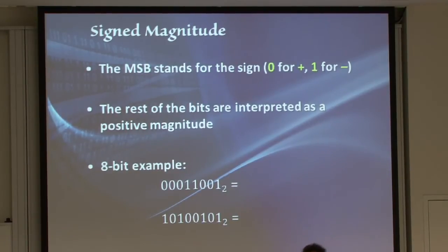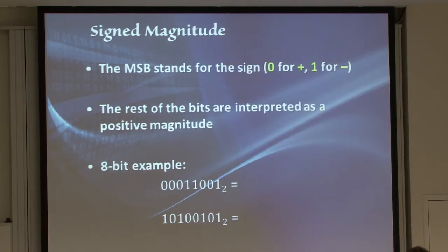For the signed magnitude method, the most significant bit will represent the sign of the number, so 0 for a plus, 1 for a minus. The rest of the bits will just be the regular binary representation that we know how to read. So we separate the most significant bit, interpret that as a sign. The rest of the bits we'll just convert to decimal as we would any other day, and then stick either a plus or minus sign.